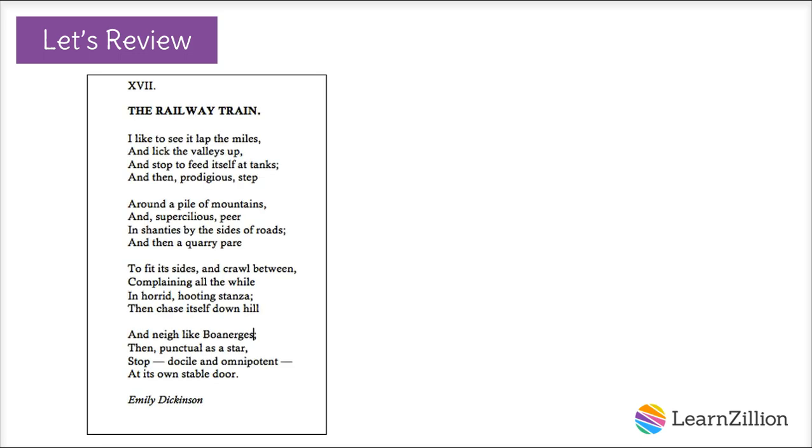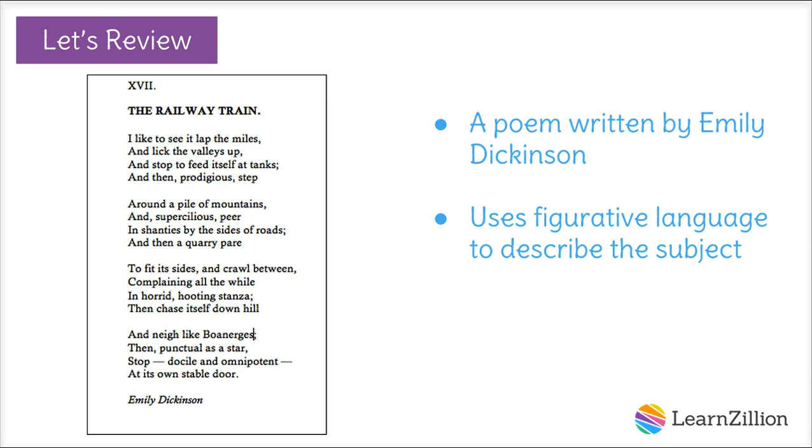The Railway Train is a poem by Emily Dickinson. Like many poets, Emily Dickinson uses figurative language in this poem to describe the subject. Poets use figurative language like similes and metaphors to help the reader imagine the subject of the poem in different ways. This particular poem uses extended metaphor.